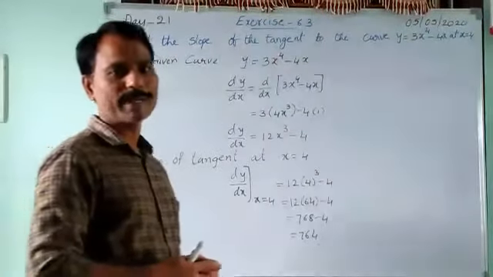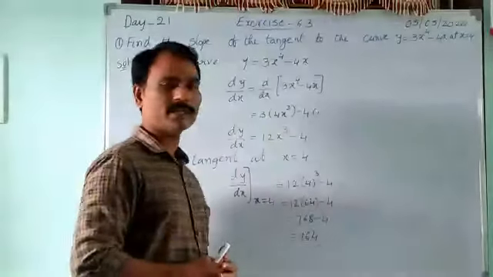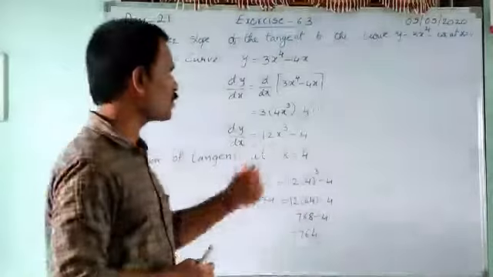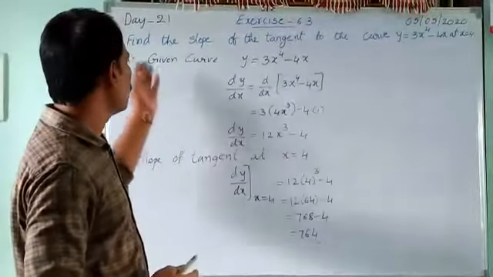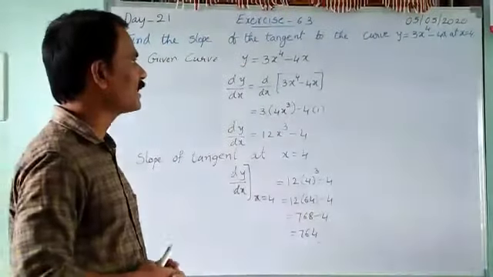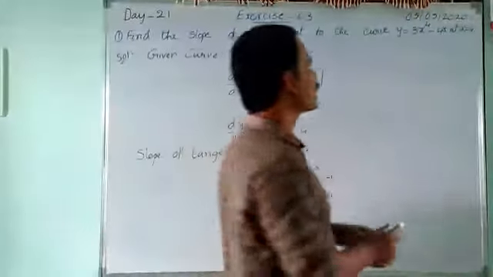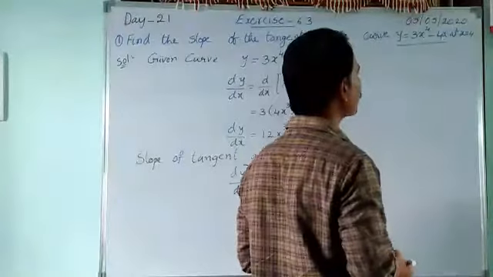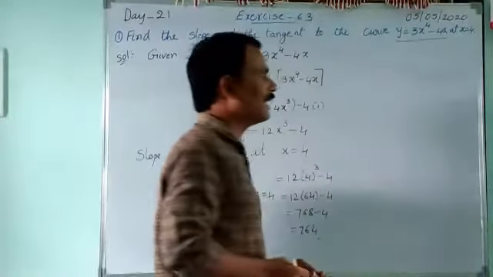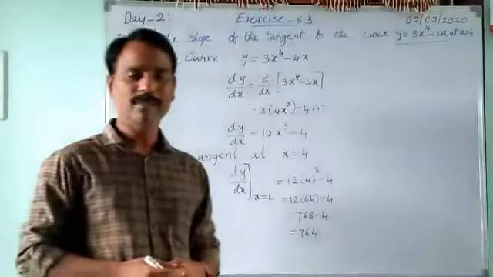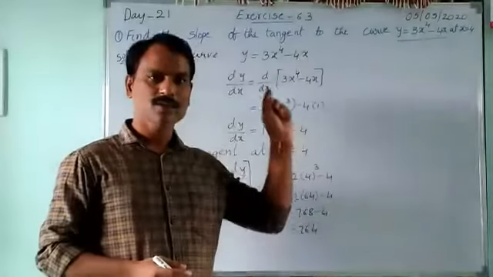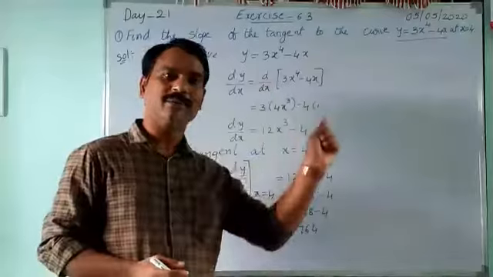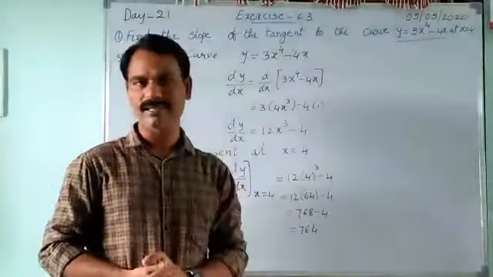Today I am going to explain exercise 6.3 problems. The first one, what type of question? Find the slope of the tangent to the curve y is equal to 3x to the power of 4 minus 4x at x equal to 4. That means he is asking, I am given one curve, find the slope of tangent to the curve at x equal to 4.